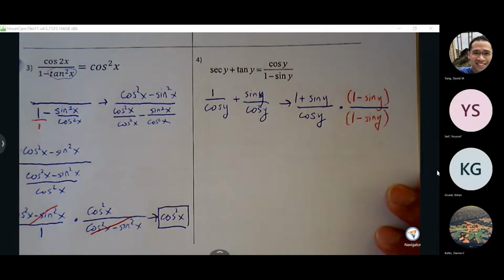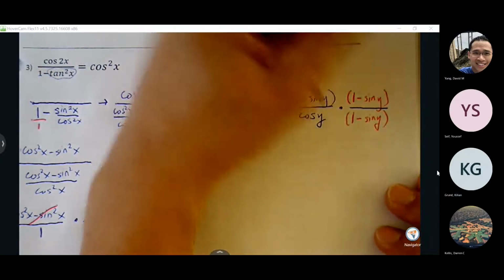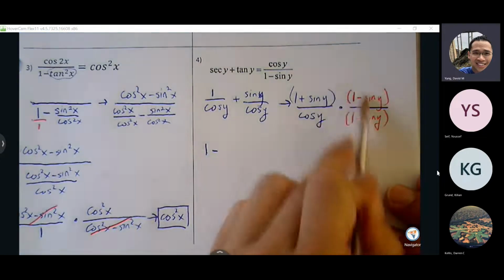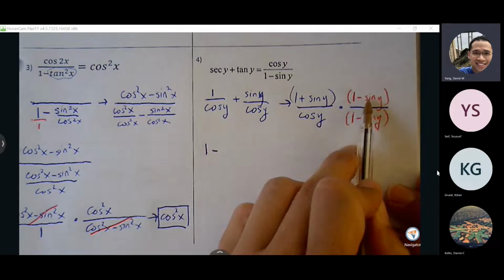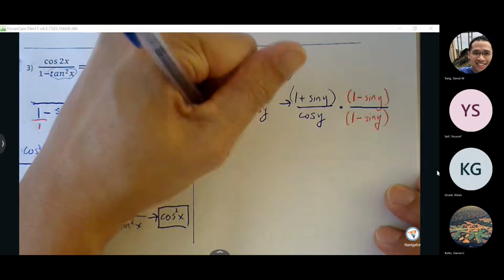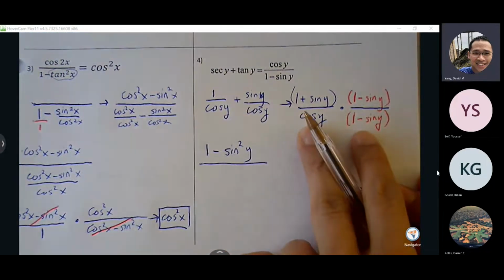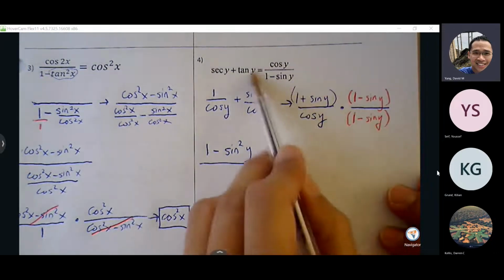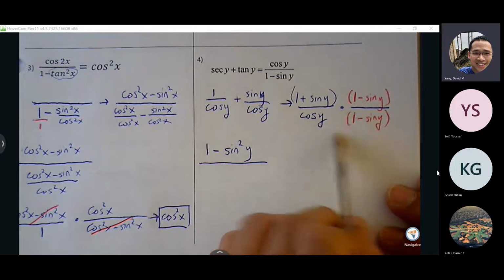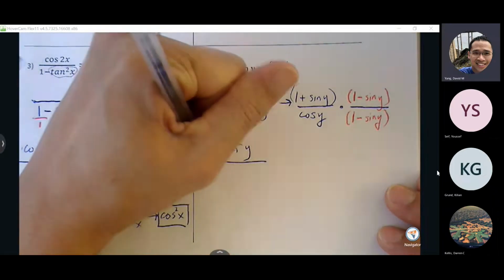Okay. I'm going to FOIL this out here. So this is 1 minus sine y plus sine y minus sine squared y. The middle terms will drop out. You'll only be left with 2 terms here. And the denominator, I'm going to leave it separated, right? Because that 1 minus sine y is already showing for me. I don't want to lose that. If I distribute the cosine through, I lose that parentheses. That's already a match for my end.